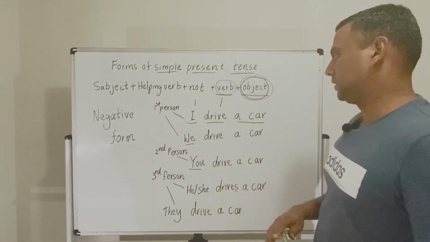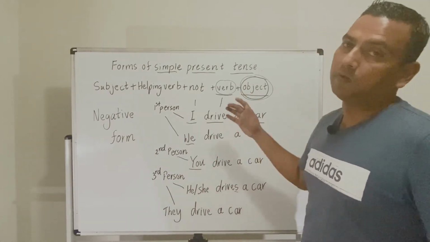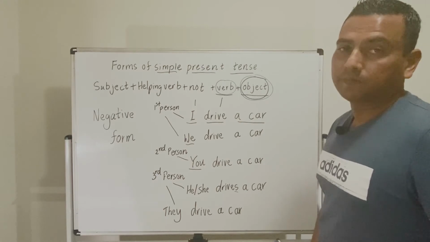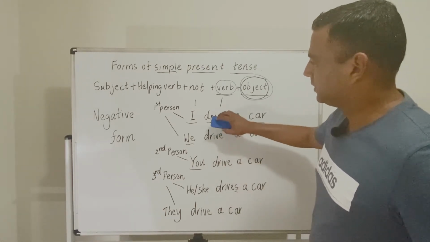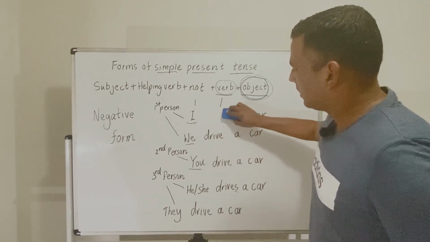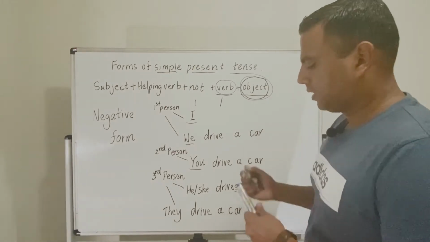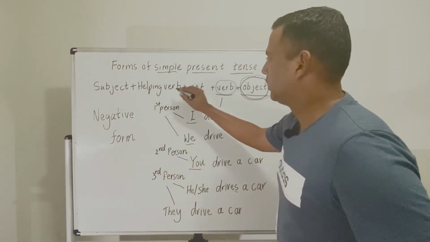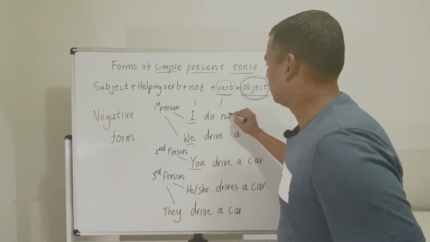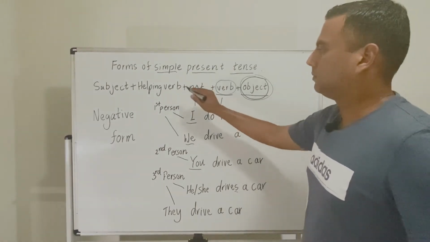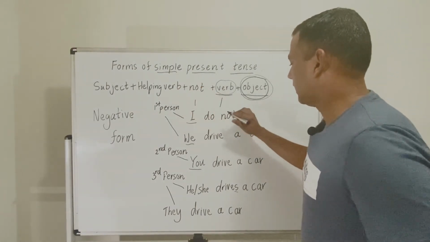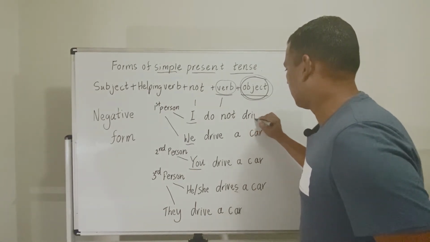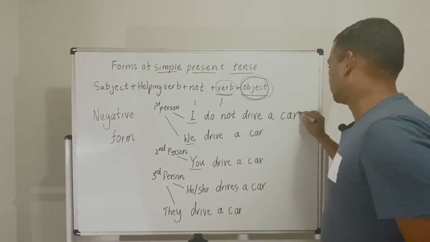We'll use the same examples in terms of transforming from the statement form to the negative form. So here we said "I drive a car" in the statement form. In the negative form, all that happens is we can leave I as it is, and after I we give a helping verb, do. So we use the helping verb do and then not. And then we write the same example as it was. I do not drive a car. Okay, so it's very simple.